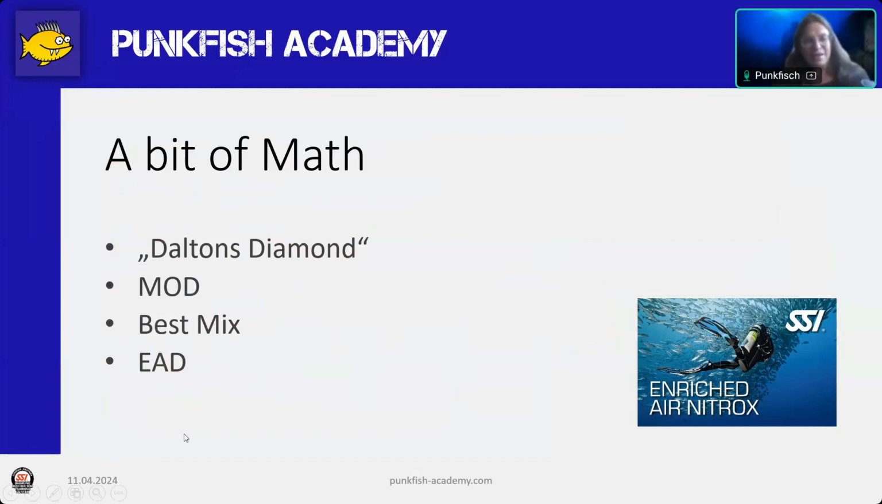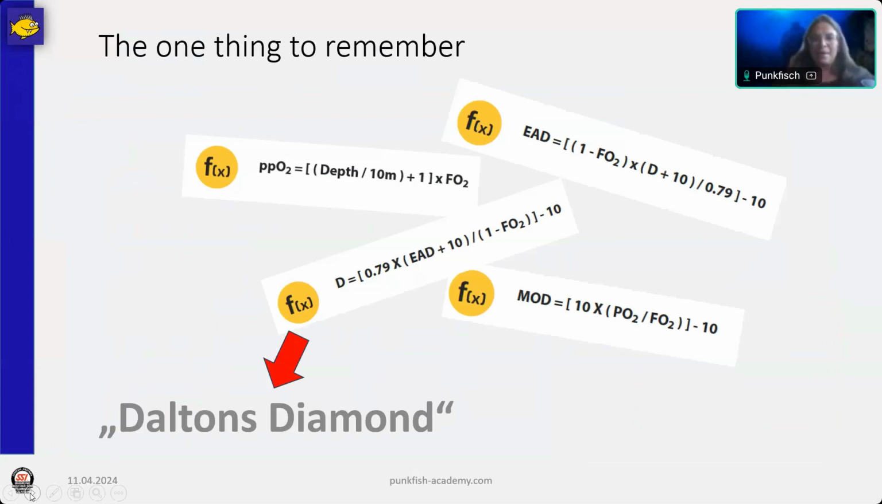So let's get directly into Dalton's diamond. When we look at the manuals, like the SSI manual or any other manuals, honestly, they are not much better. You find a big amount of formulas that look chaotic and difficult. If you take them and have a look at them step by step, you will see that they are not that complicated.